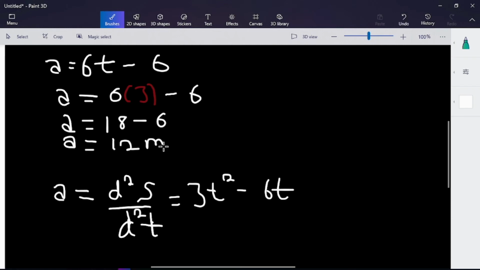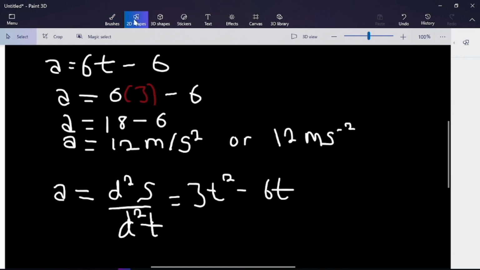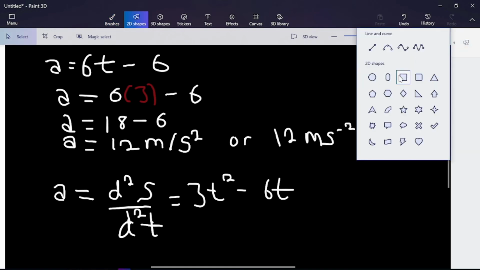meters per second squared, or 12 meters s to the power minus 2. So now I have gotten my final acceleration. Let's go ahead and solve for the last question of the video.